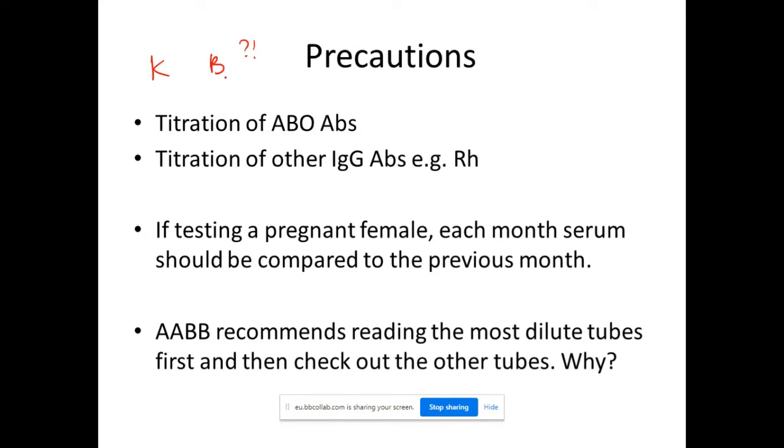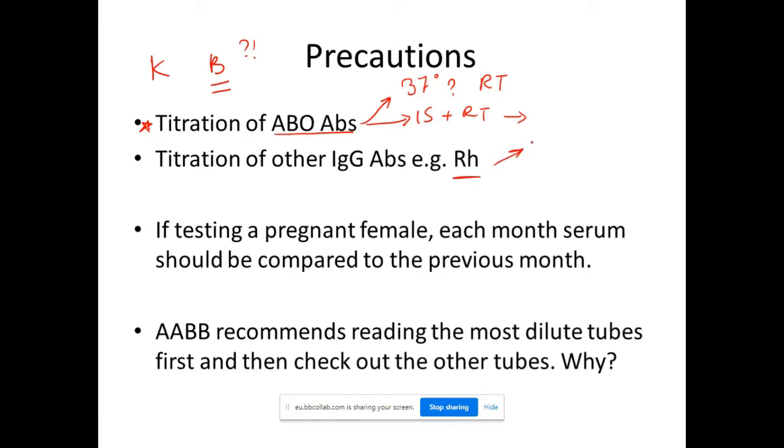If, for example, the antibody I deal with is anti-B, I have to consider the properties of anti-B. Does it need incubation time? If we want to titrate ABO antibodies, does it need to be done at 37? No, it's cold. We know it works at room temperature. So an immediate spin at room temperature is enough. Yes, excellent.